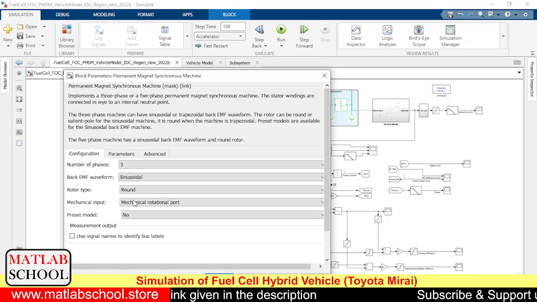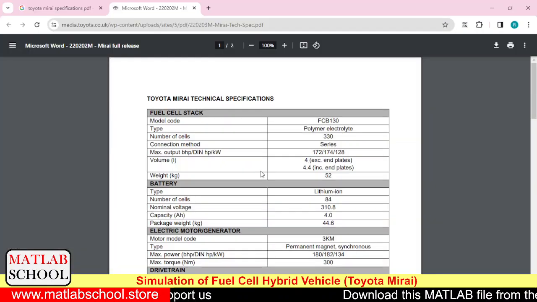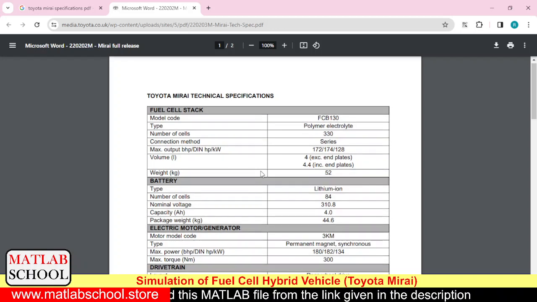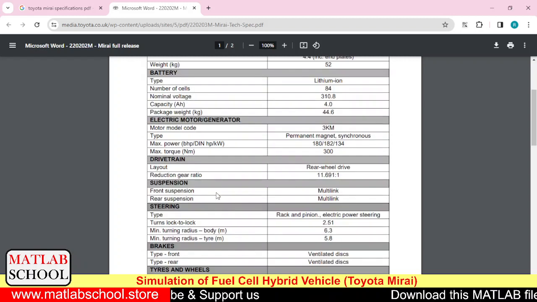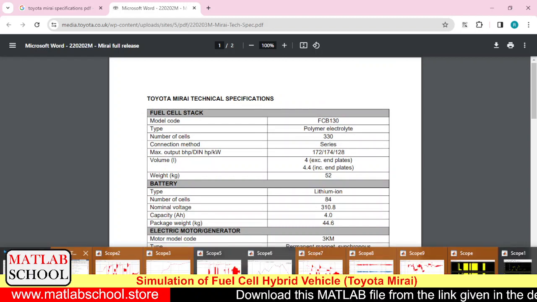So here we are going to integrate two things together as per the technical specification of Mirai. If we go through the technical specification, there will be one fuel cell coupled with a battery. The battery will have a capacity of 4Ah, and the number of cells in the fuel cell stack is 330, and these are the other specifications of the Toyota Mirai. So based on this, we are going to simulate the model.